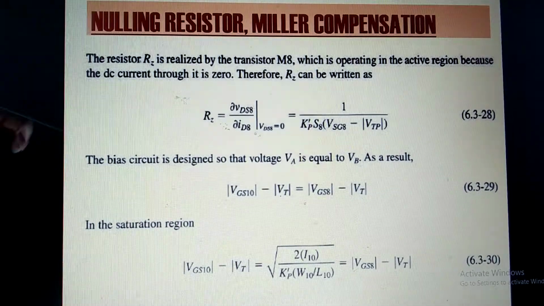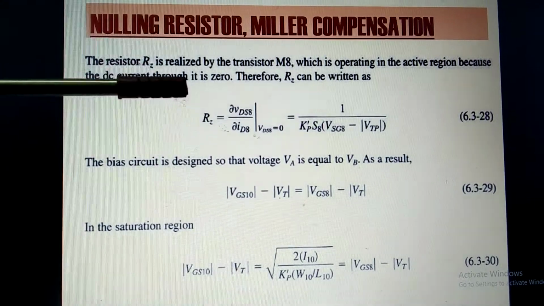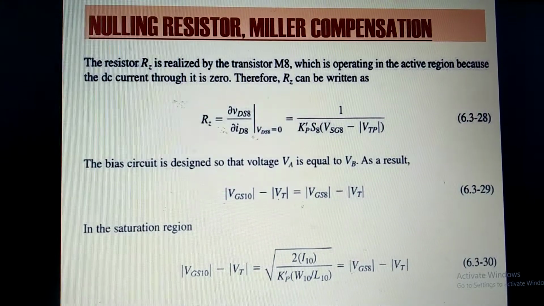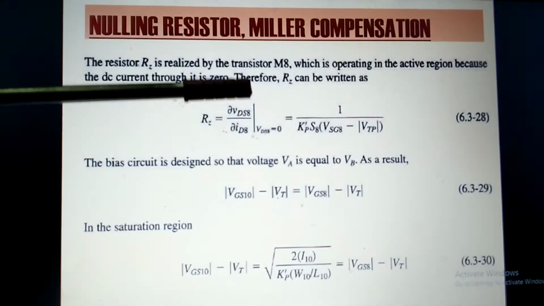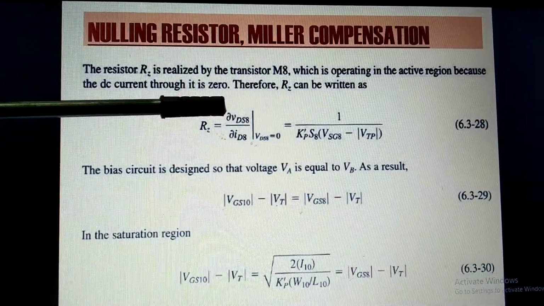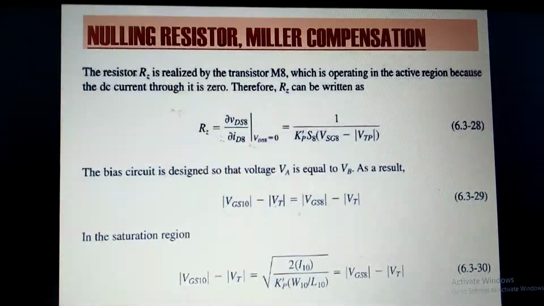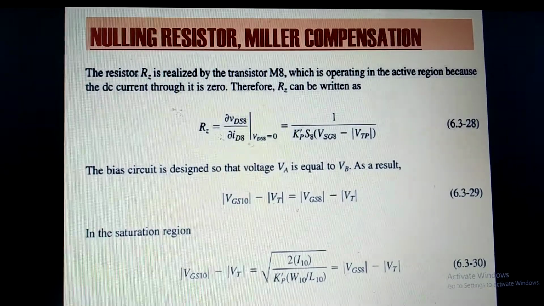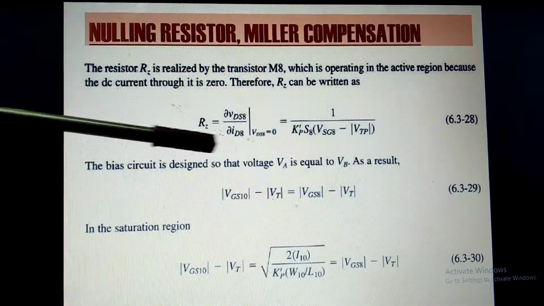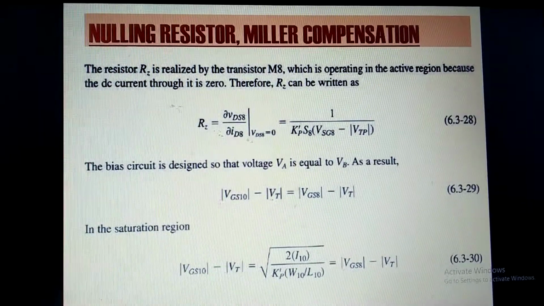So we can write down that the nulling resistor value is equal to the rate of change of drain-to-source voltage to the rate of change of drain current for M8, when that drain-to-source voltage of M8 is equal to 0. So RZ can be modified to 1 by K'P into S8 into (VGS8 minus VTP). So this is the bias circuit, so that VA is equal to VB as a result.